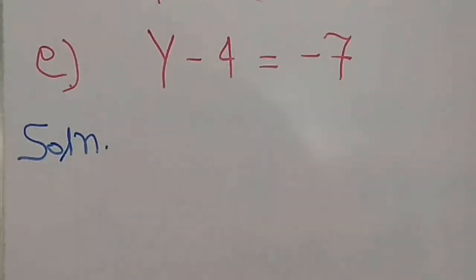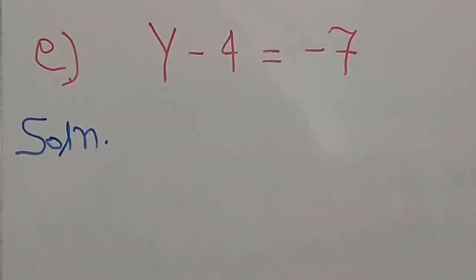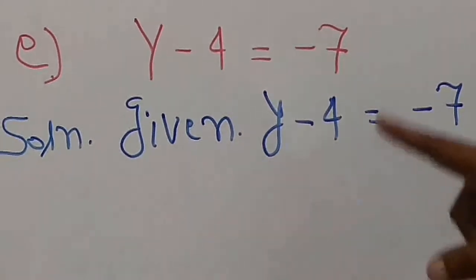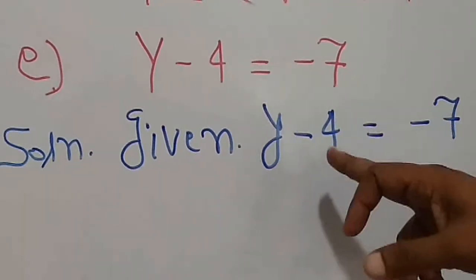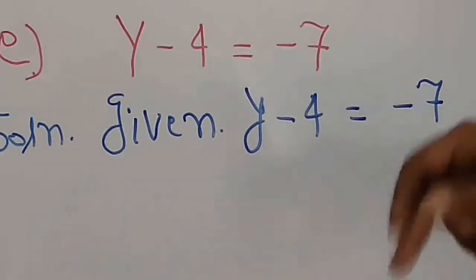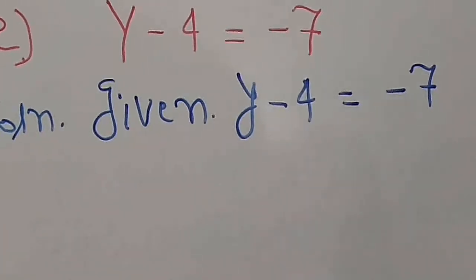Now this is E part, y minus 4 equal to minus 7. So first we write given. As we see here in the left hand side part, it is y minus 4. It means 4 is subtracted from the y. So we are using here the plus sign and the same number 4 in both the sides of this equation.